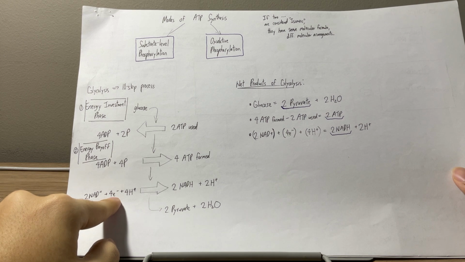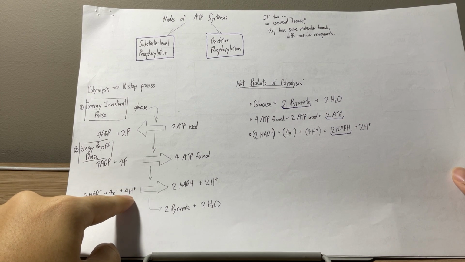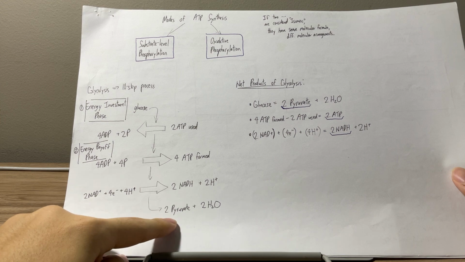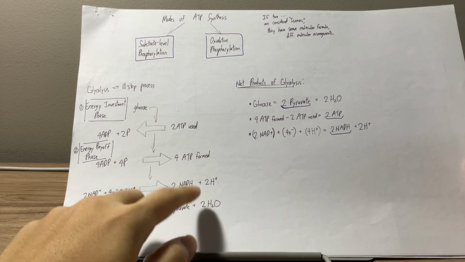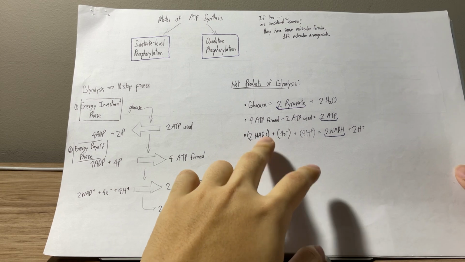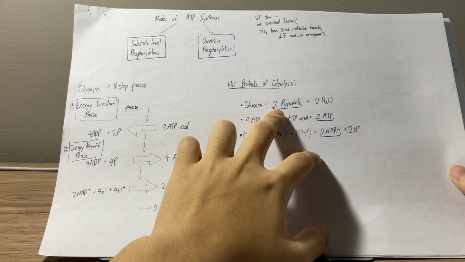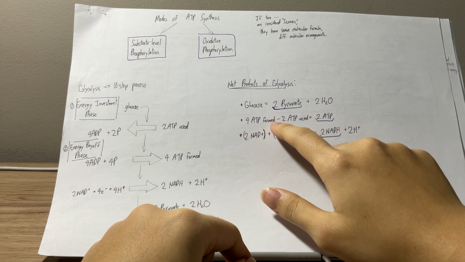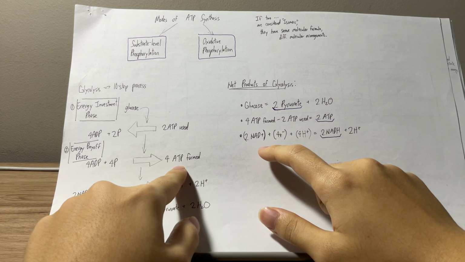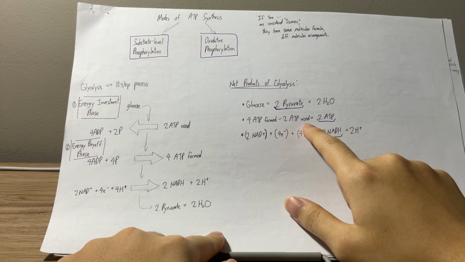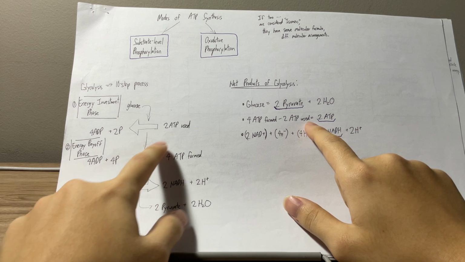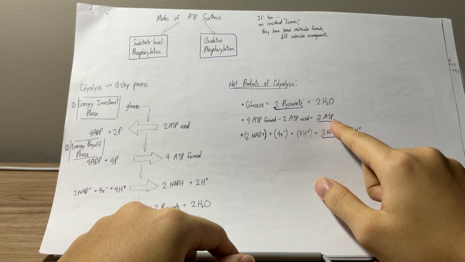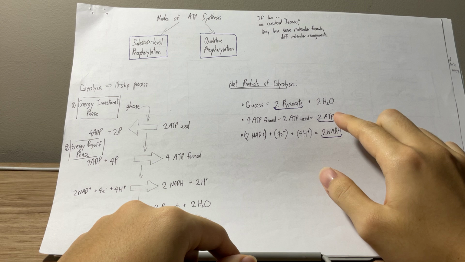4 electrons. I think this means electrons. I'm not sure what this is. 4H plus. This produces 2 pyruvate and 2 water molecules. So the net products of glycolysis is, for glucose, 2 pyruvate and 2 water molecules. 4 ATPs are formed here, according to this, and 2 ATPs are used. This is from here. So the net, what we have left as a final product is the number of 2 ATPs.